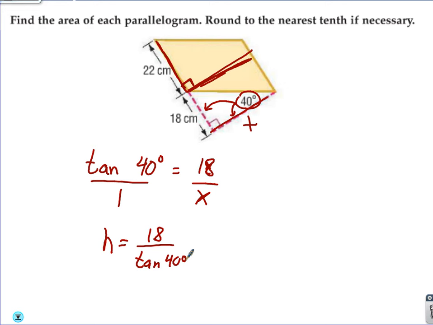Because as soon as you type that tan 40 in, we know that goes irrational. It's not exact anymore. So if you wanted the exact area, you would have to leave it like this. Area is equal to base, which was 22, right? Times height, which is 18 over tan 40. And you could write that as a fraction, multiply the tops together. You could put it as an exact answer. Just don't plug in tan 40 if they ask for exact.